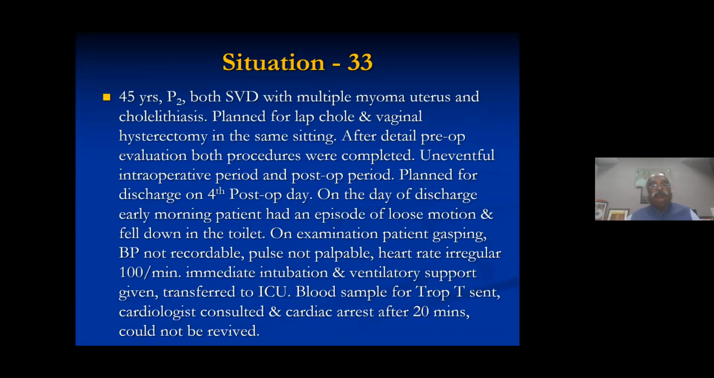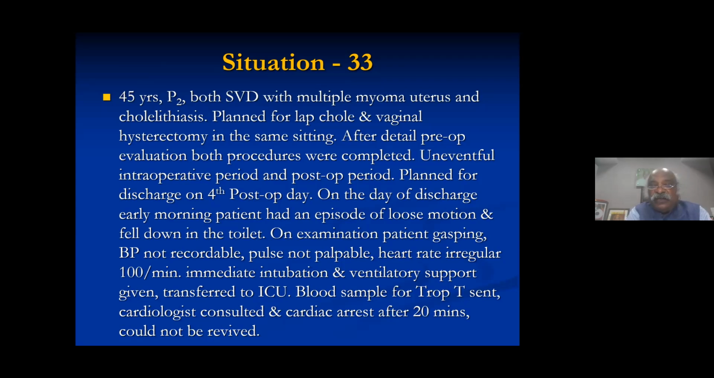A 45-year-old para 2, both spontaneous vaginal deliveries, with multiple myoma uterus and cholelithiasis, was planned for lap chole and vaginal hysterectomy in the same sitting. The surgeon did the lap chole, and I did the vaginal hysterectomy. After detailed pre-op evaluation, both procedures were completed. Intraoperative and postoperative periods were uneventful. She was planned for discharge. The patient was absolutely fine, bowel and bladder were moving, and she was taking food normally.